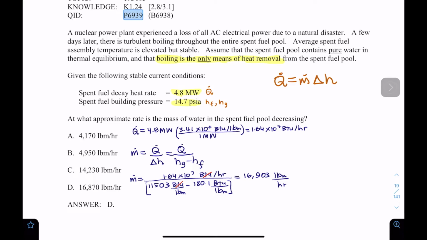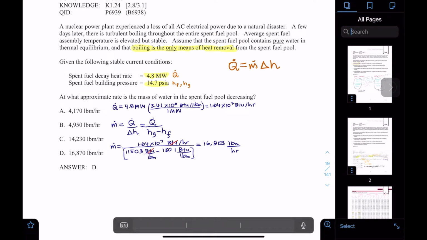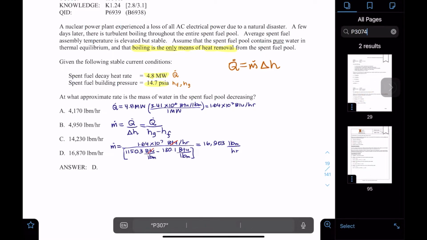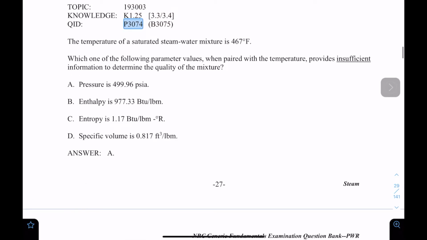Now, there's going to be a few questions. They're going to be a little weird, a little different. So let's go over those ones. They're not complicated, or they don't have a lot of information on them. But okay, let's go over them. So the next one is P3074. Okay, P3074. This one.